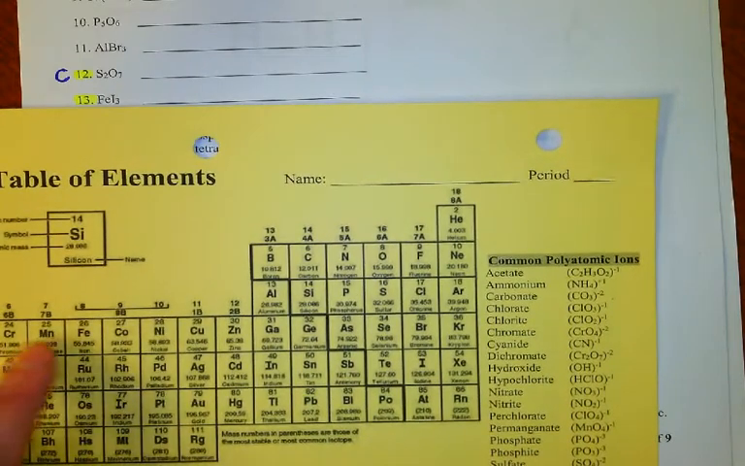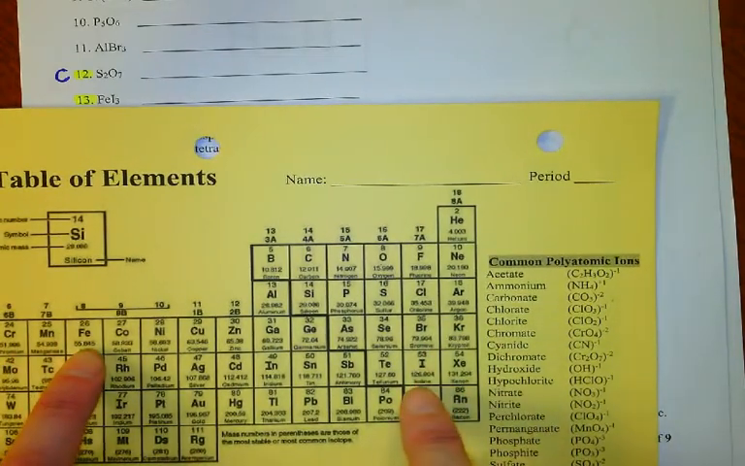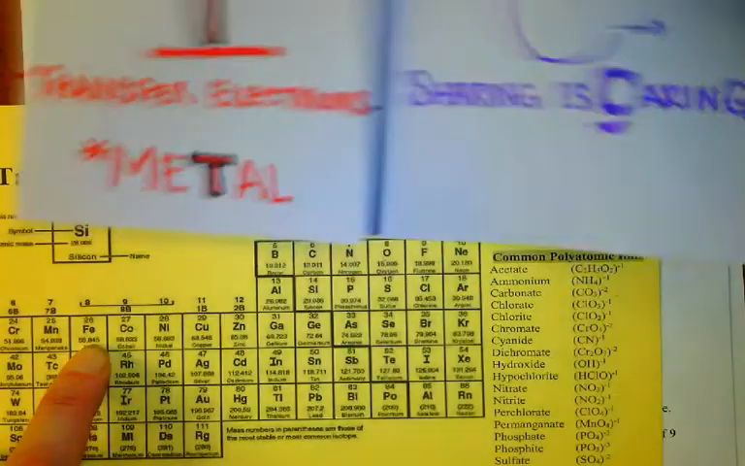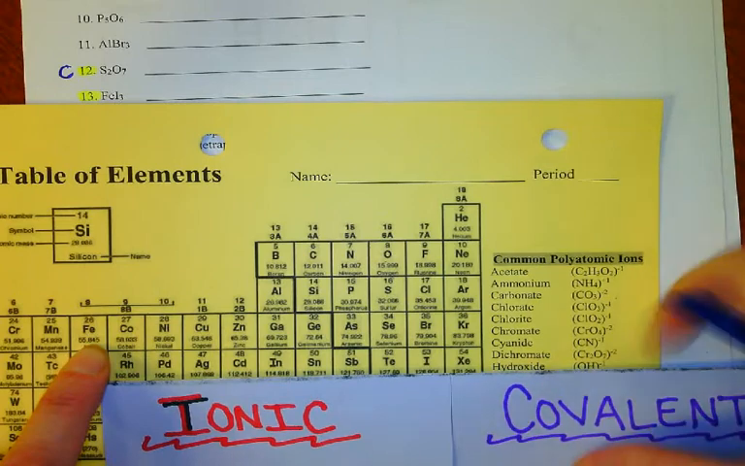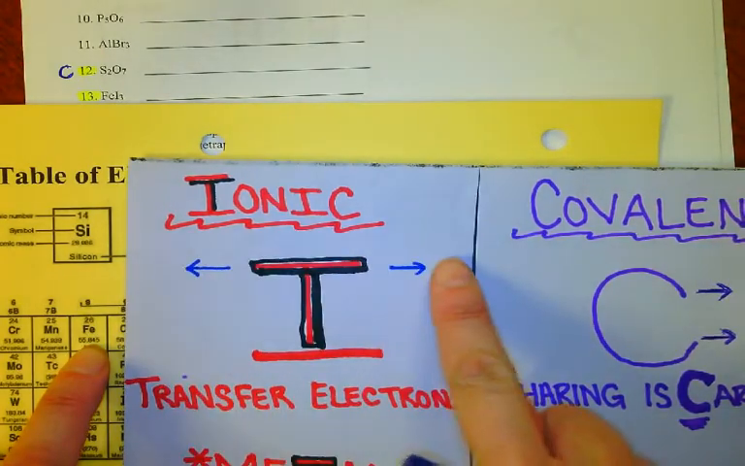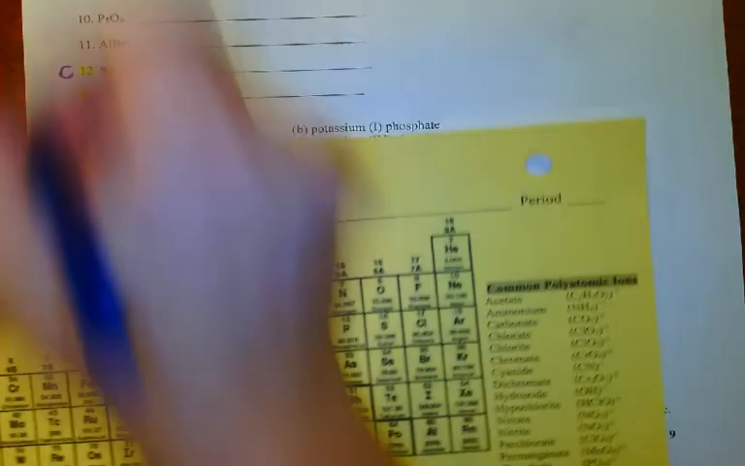Iron is over here. I have iron here and iodine here. So I know that that's something from each side of the periodic table, over here and over here. It's going to be ionic if I have a metal.